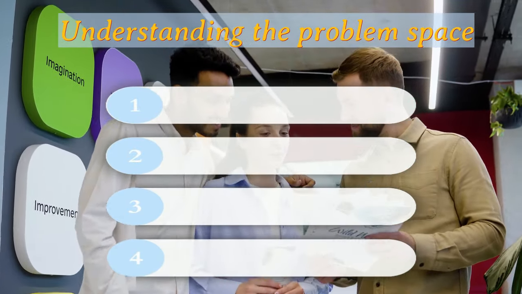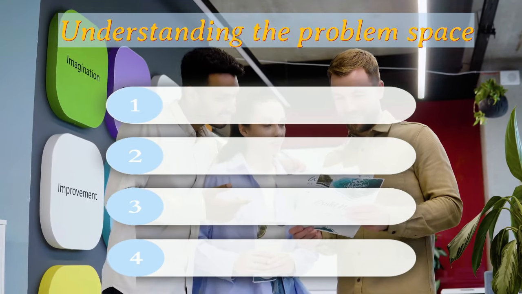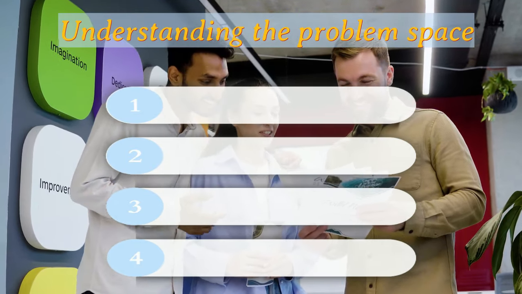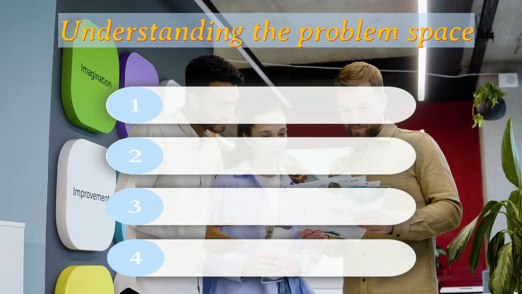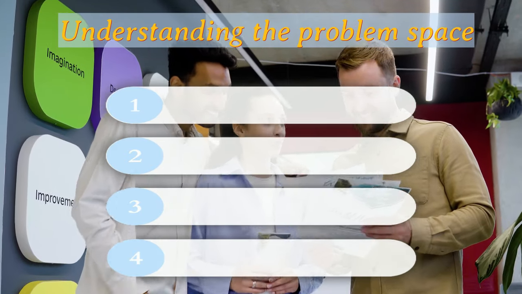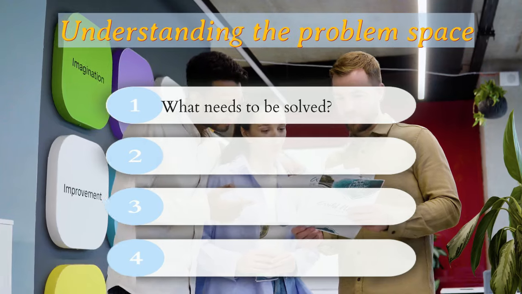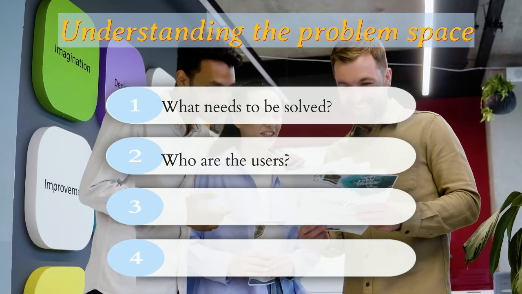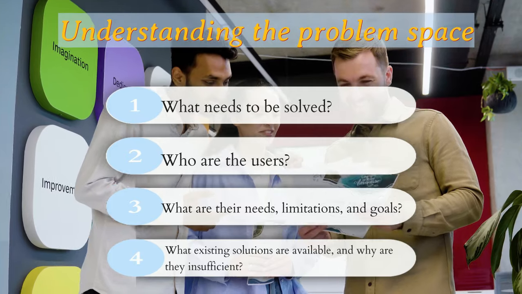1. What needs to be solved? Clearly define the issue that users are facing. Example, users find it difficult to track their expenses due to a lack of simple budgeting tools in financial apps. 2. Who are the users? Identify the target audience and their characteristics. Example, college students who need a simple way to manage their daily expenses.